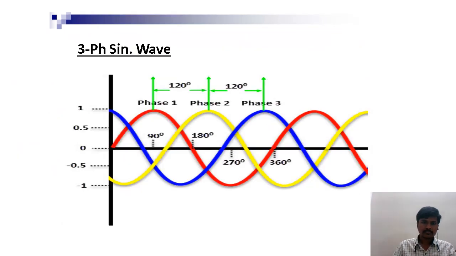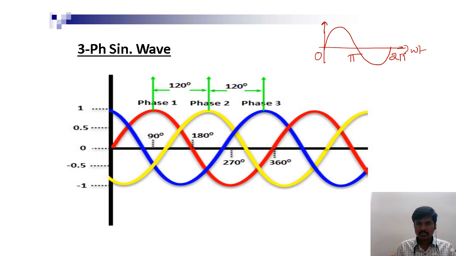Now coming to the three phase sinusoidal waveform. As we already discussed, the single phase AC sine wave is like this, with 360 degrees for one complete cycle. It can be voltage or current, with one positive half cycle and one negative half cycle. This is the expression V1 is equal to Vm sine of omega t.